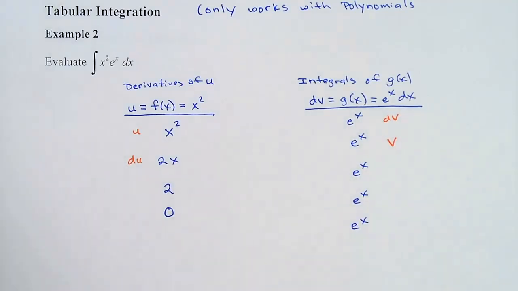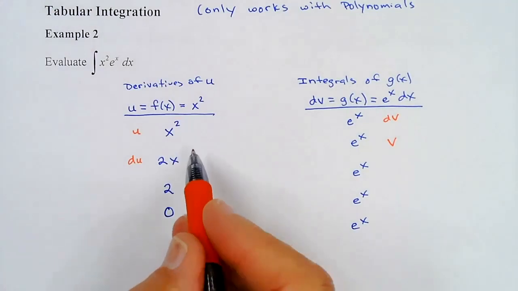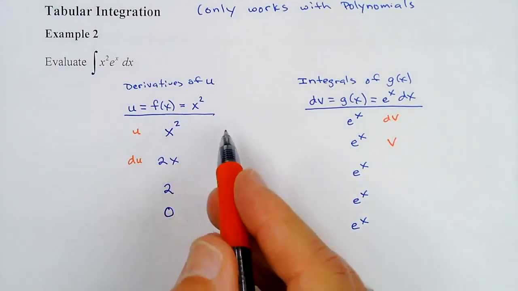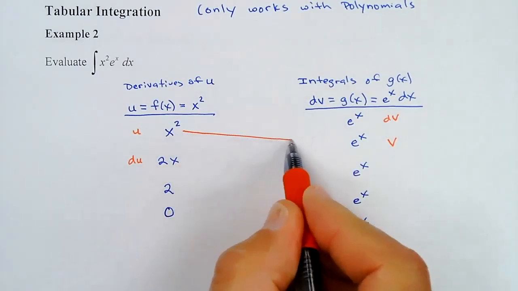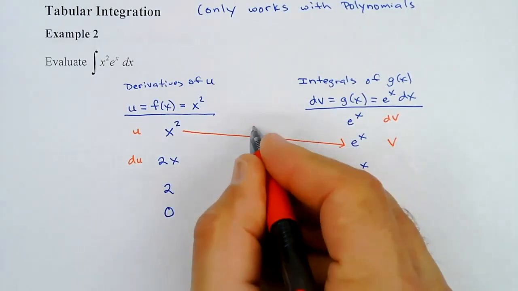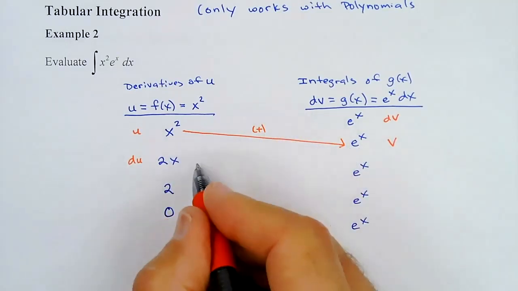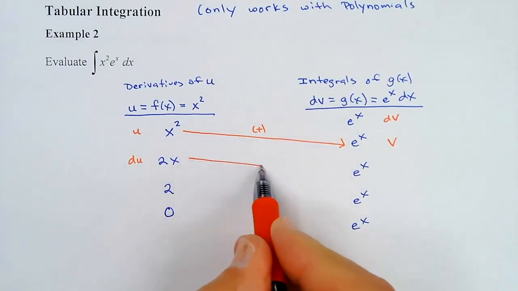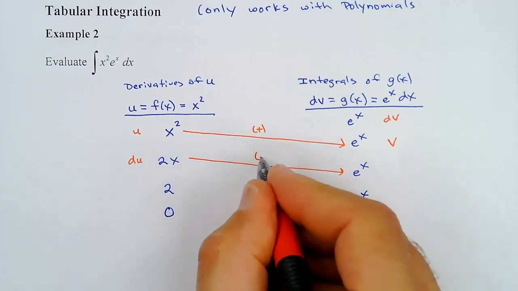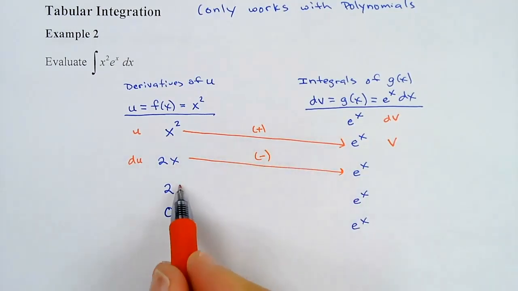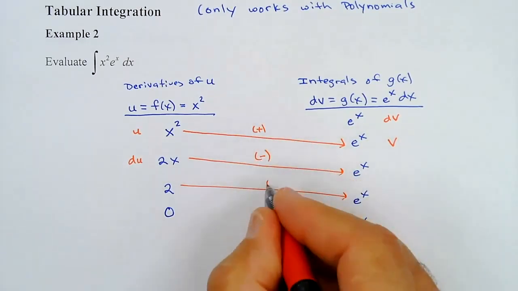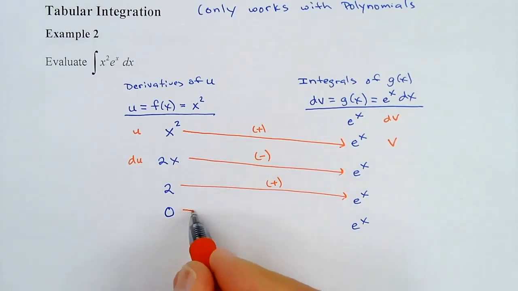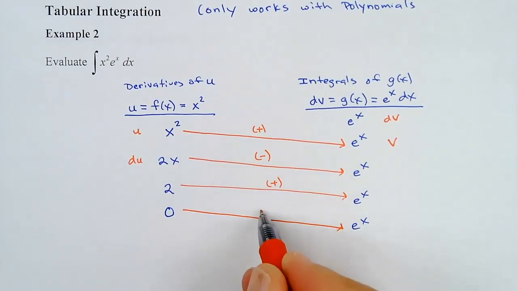All right. And then we're going to multiply this first column. This is where the table comes in. We have a table here. It's going to be this one times this one, and we're going to add that product. And then we're going to go to this one and we're going to subtract. And then we're going to go to this one and we're going to add, and these are going to alternate, and it always starts out adding. And then the last one would be 0 times e to the x, and that one we're going to subtract.